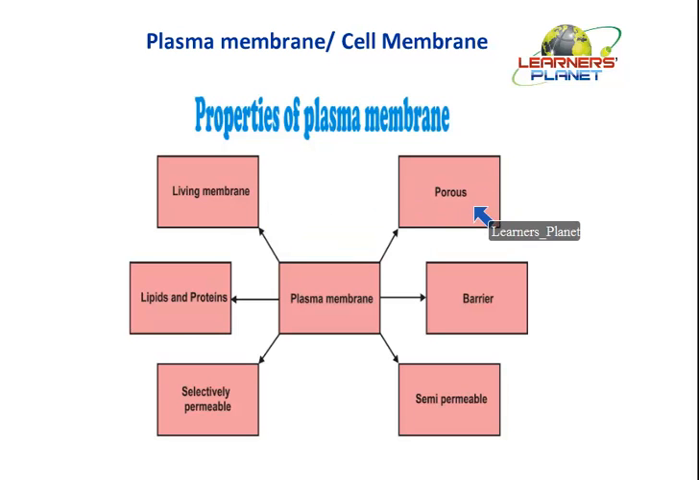The next point here is that all these plasma membranes are porous in nature. You know what is porous? Porous means there are pores in between. It is not a rigid membrane. It is not a compactly packed membrane. There are gaps in between, and the presence of such pores makes it porous.